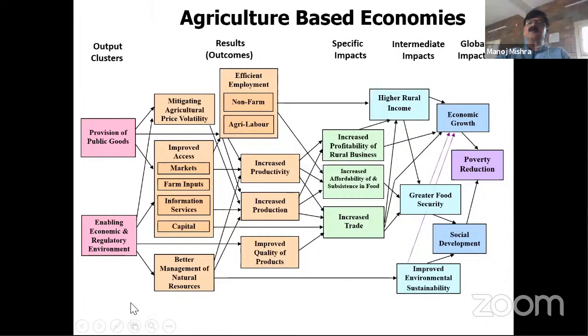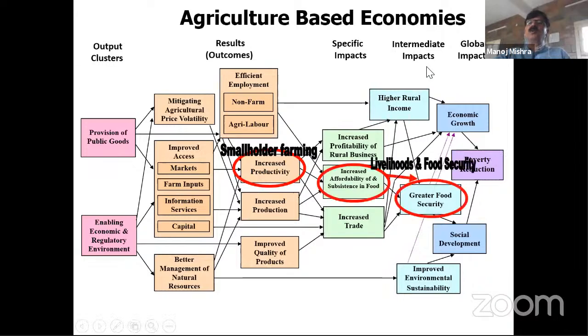The first logic is more in terms of the agriculture-based economies, where we are talking about increased productivity, and the increased productivity domain also has smallholder farming, because that's the domain in which we have to operate. We also have to talk about livelihoods and food security because of the increased affordability and subsistence input that has to be brought about, and also a greater sense of food security, which is also coming up.